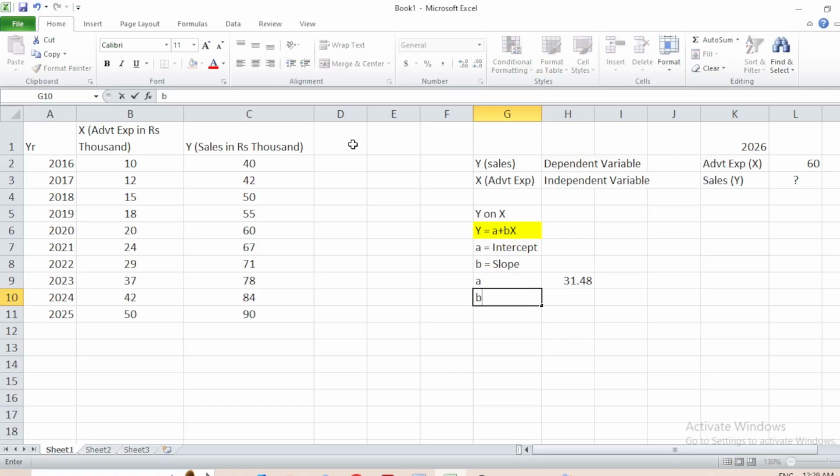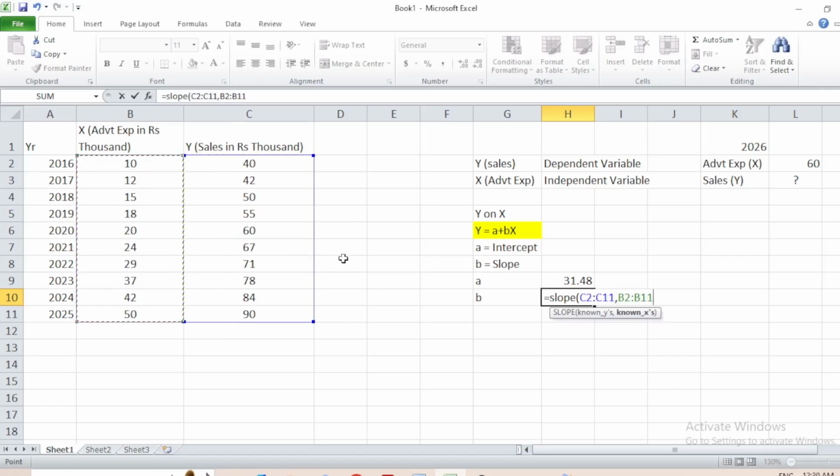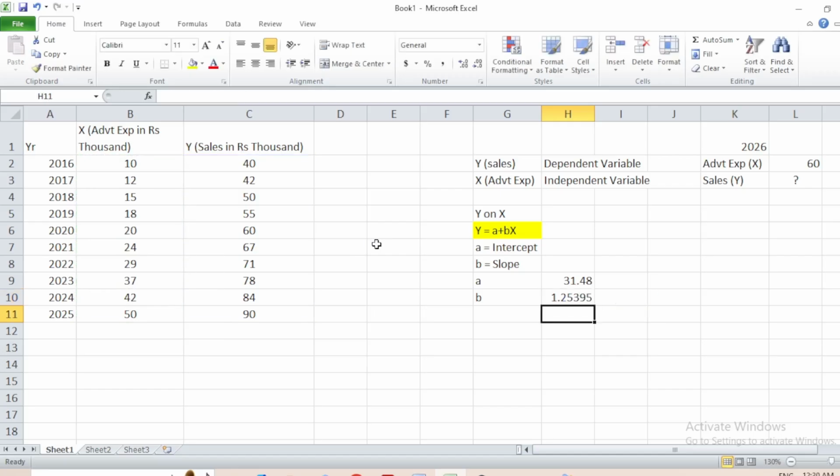Similarly, for b, we will use the function slope, bracket open. Again, for y, we have selected the sales. For variable x, we have selected this B2 to B11, bracket close, enter. So this gives 1.25395. So what does this mean? Slope would mean that for every 1 rupee of advertisement expenditure spent, we were able to generate roughly 1.25 times of that, incremental advertisement expenditure.